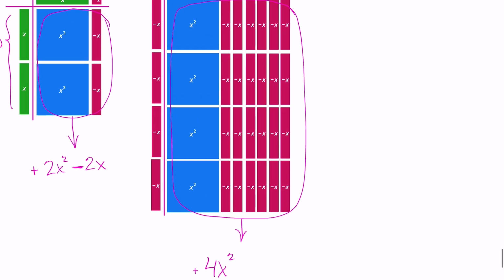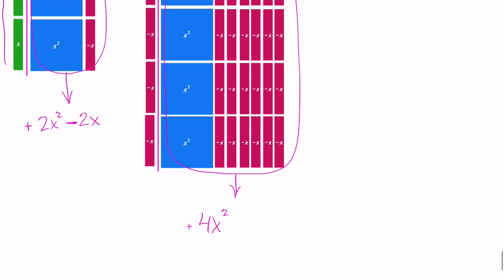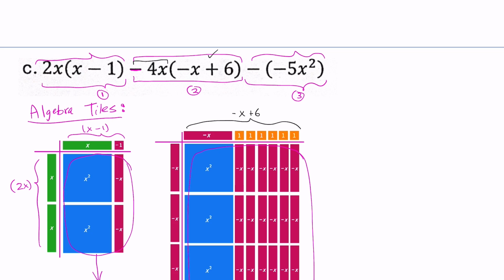I know it's positive. And then let's see how many negative x's I have. These are all negative x's, right? And how many of them? Well, it's 1, 2, 3, 4, 5, 6 columns by 1, 2, 3, 4. So 6 by 4 means 24. So I have 24 x's, and they're all negative, so negative 24x. All right, cool. Now I just go back to my last section here.